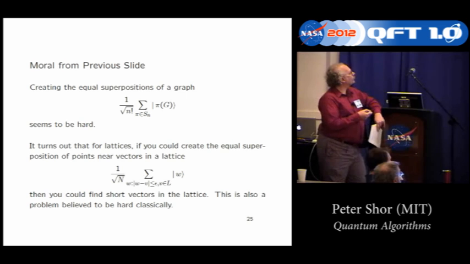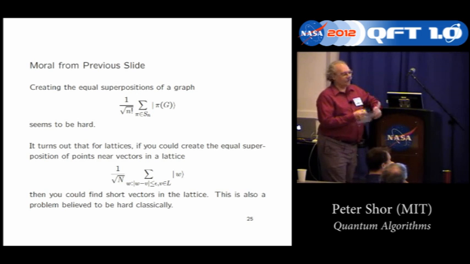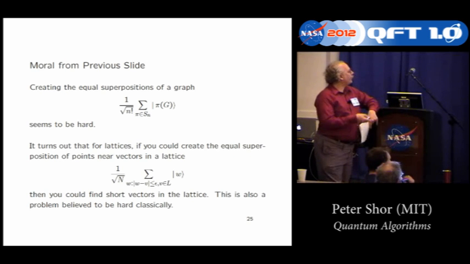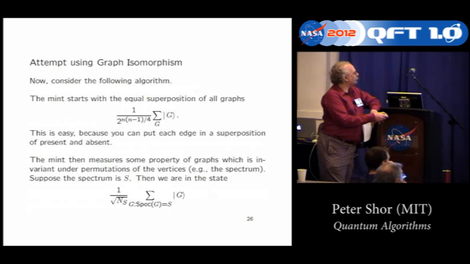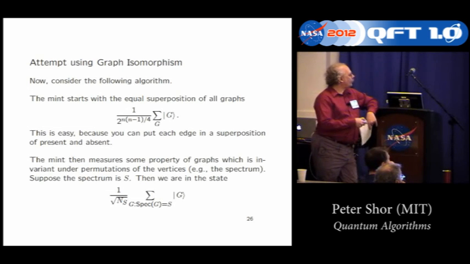Okay, the moral from the previous slide is creating equal superpositions of a graph seems to be hard. Of course, that's if you believe that graph isomorphism is hard. If you can solve graph isomorphism, you can do this. And it turns out that for lattices, if you can create the equal superpositions of points near vectors in the lattice, so a superposition over all points within some distance of a lattice vector, then you can find short vectors in the lattice. And this is also a problem believed to be hard classically.